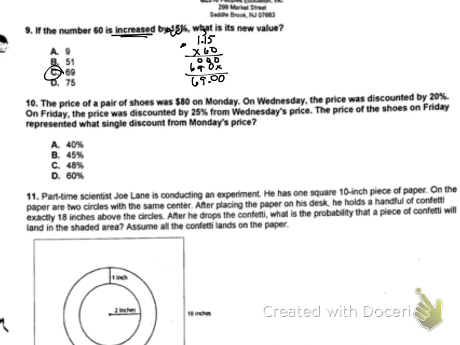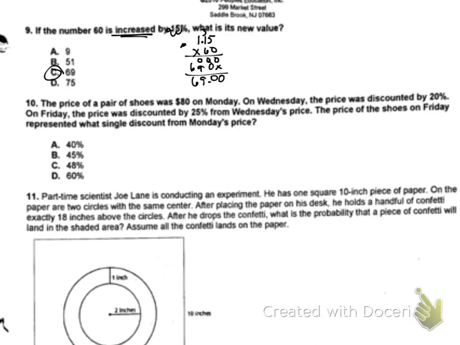Number 10. The price of a pair of shoes was $80 on Monday. On Wednesday, the price was discounted by 20%. On Friday, the price was discounted by 25% from Wednesday's price. The price of the shoes on Friday represents what single discount from Monday's price? Alright, so what we're going to have to do is figure out what the price was on Wednesday and then do a percent change so I can figure out what the percent change from Monday to Friday was. Okay, so let's start with Wednesday.